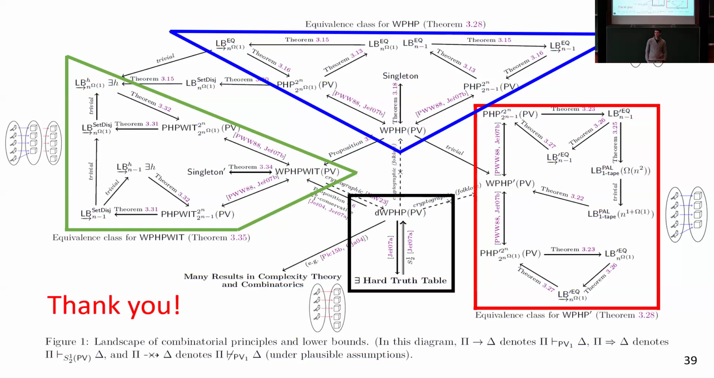Questions? Yes. Because you have the equivalence between provability of palindromes and a pigeonhole principle, can you get circuit lower bounds from the one-tape Turing machine bound? That's not something we explored. It's an interesting question.